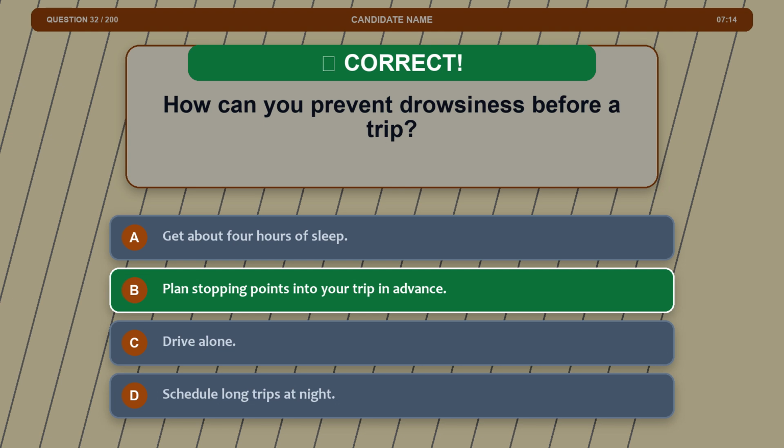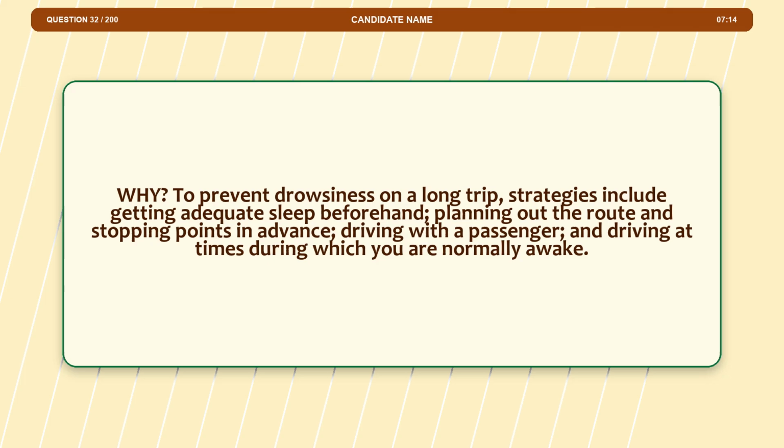The correct answer is option B, plan stopping points into your trip in advance. Explanation. To prevent drowsiness on a long trip, strategies include getting adequate sleep beforehand, planning out the route and stopping points in advance, driving with a passenger, and driving at times during which you are normally awake.